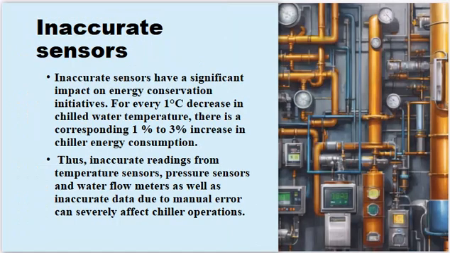Let's address the issue of inaccurate sensors in HVAC systems, which can lead to hidden costs and unnecessary energy consumption. Studies show that a mere 1 degree Celsius decrease in chilled water temperature can raise energy consumption by 1% to 3%. Faulty temperature and pressure sensors, along with water flow meters, can give incorrect readings that make the system work harder than needed. Imagine setting your thermostat to a comfortable level, but your thermometer misreads it by 2 degrees, making your AC run constantly. Calibration is key here. Ensuring sensors provide accurate data can lead to better system control and energy savings.